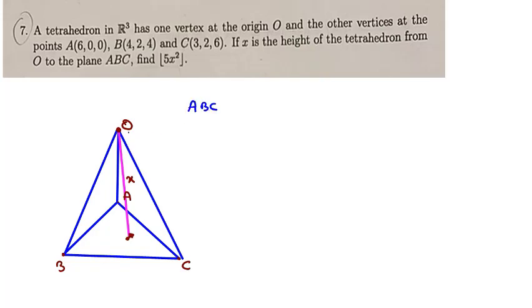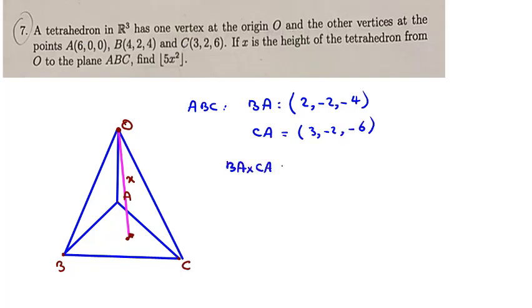Okay, for solving this problem, at first I want to find the equation of plane ABC, and after that I want to find the distance of O from ABC. So if I want to find ABC, at first I find BA. BA is what? This minus this: 2, negative 2, negative 4. Then I try to find CA. It will be 6 minus 2 is 3, negative 2, 6, and then BA cross product CA.